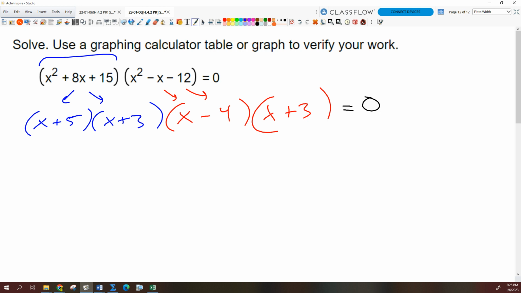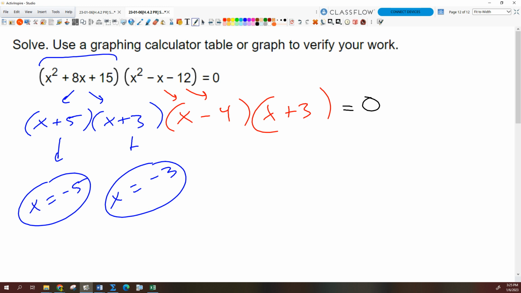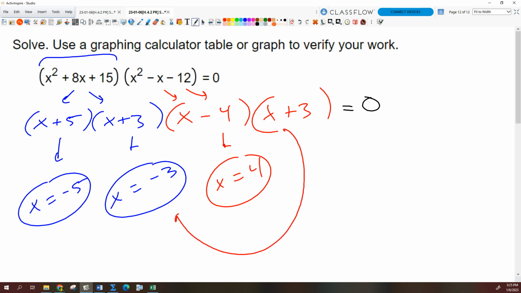Okay, so what are my solutions then? Negative 3, positive 4, and negative 5. We already have that one anyway. So I get 3 solutions: negative 5, negative 3, and 4. Good? Piece of cake. Okay, let's call it a week.